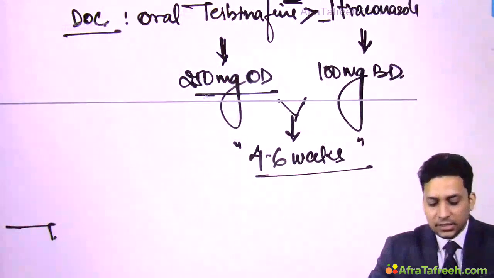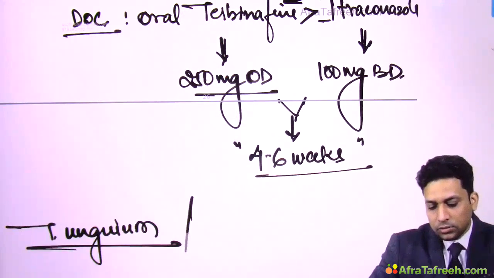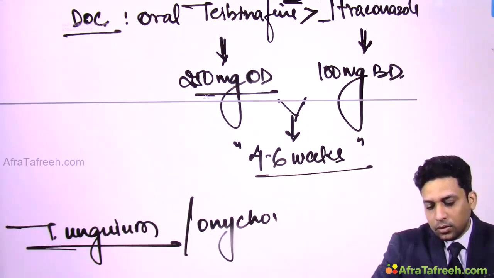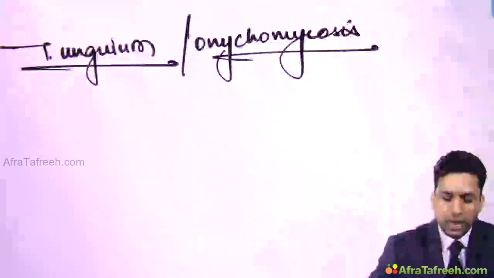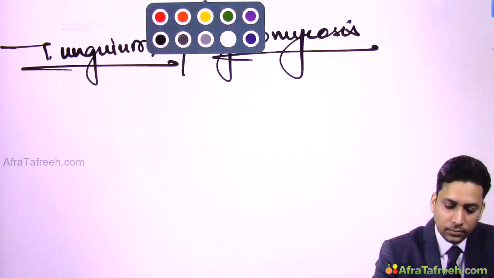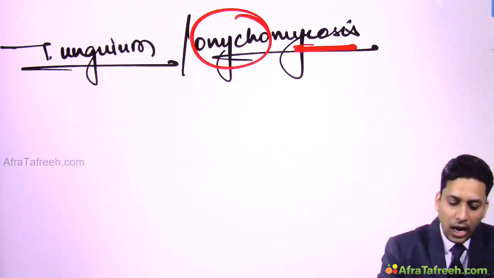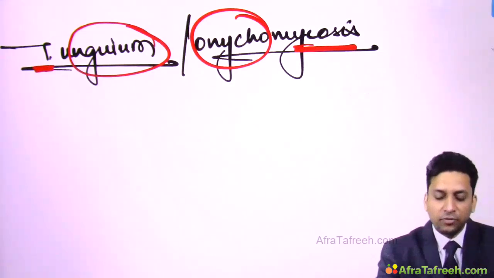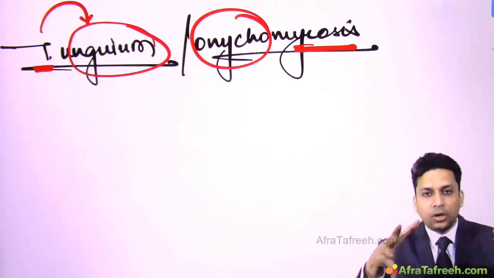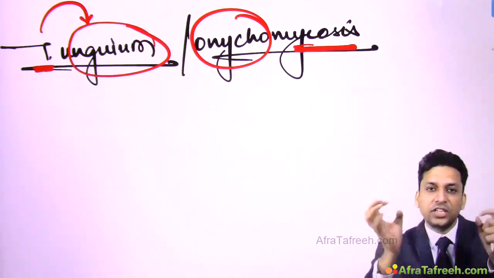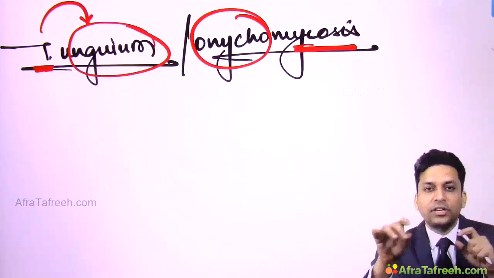After tinea capitis, next is tinea unguum, which is also known as onychomycosis. See, onycho means nails, mycosis means fungus. So this is a fungal infection of nails. Unguum means nails, and tinea is for dermatophytic infection, so this is a dermatophytic infection of nails. Onychomycosis is a broader term which covers all fungal infections of nails, including dermatophytic as well as non-dermatophytic, while tinea unguum is only dermatophytic fungal infections of nails.